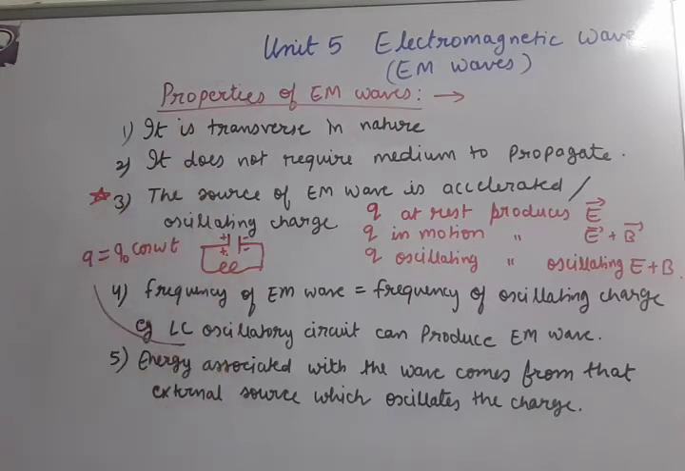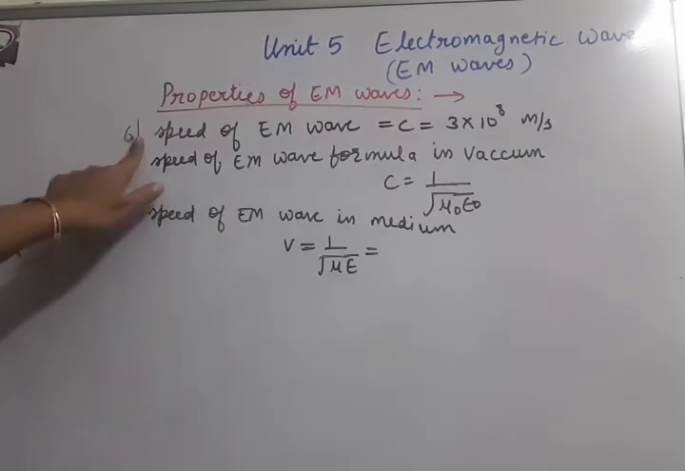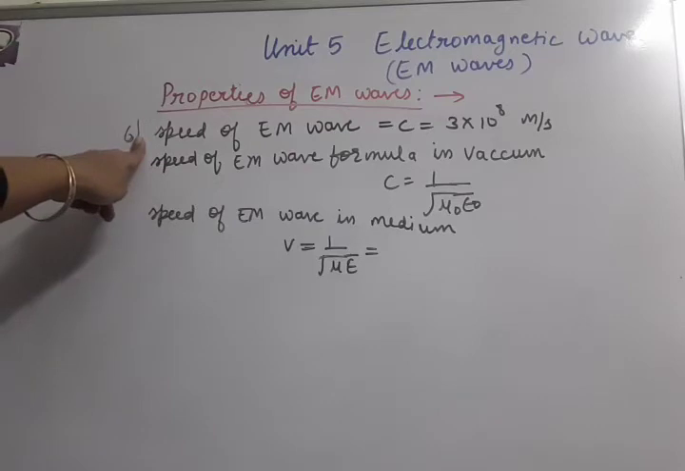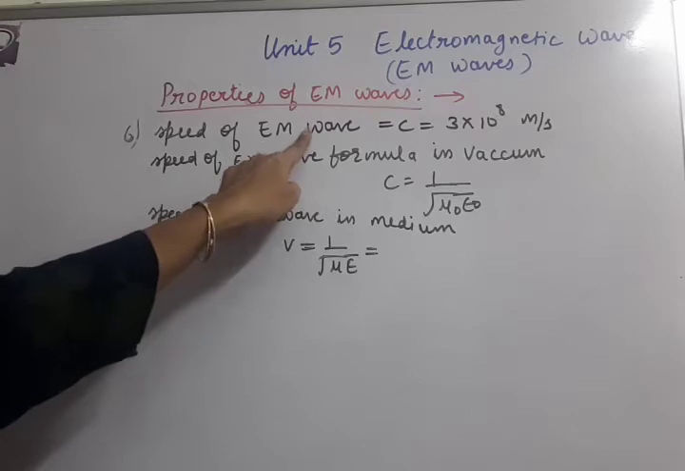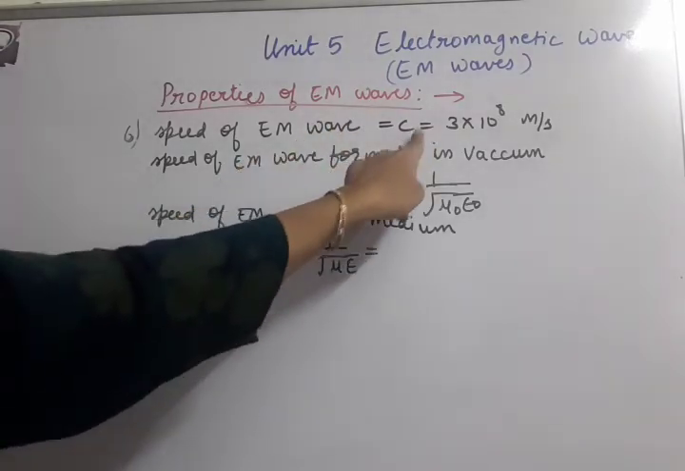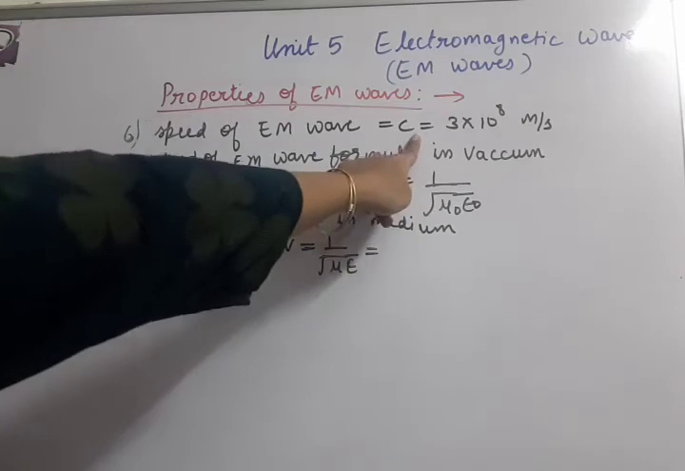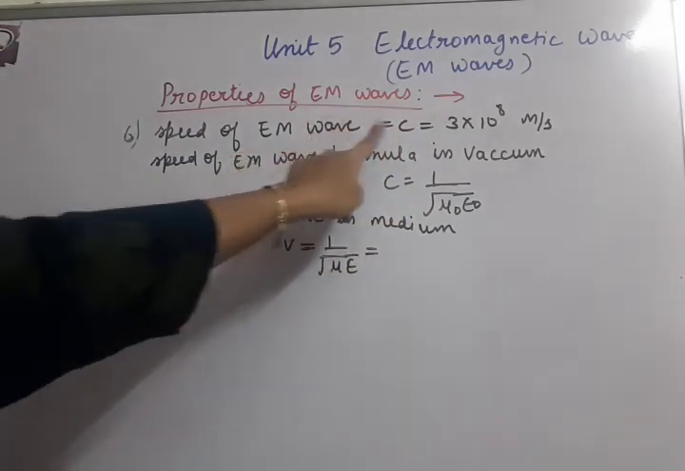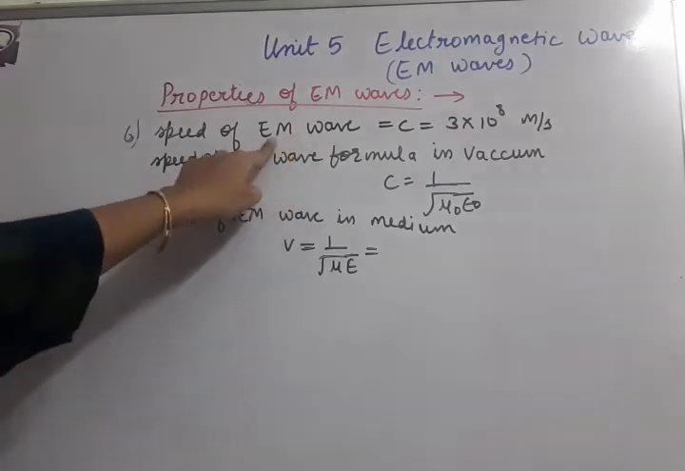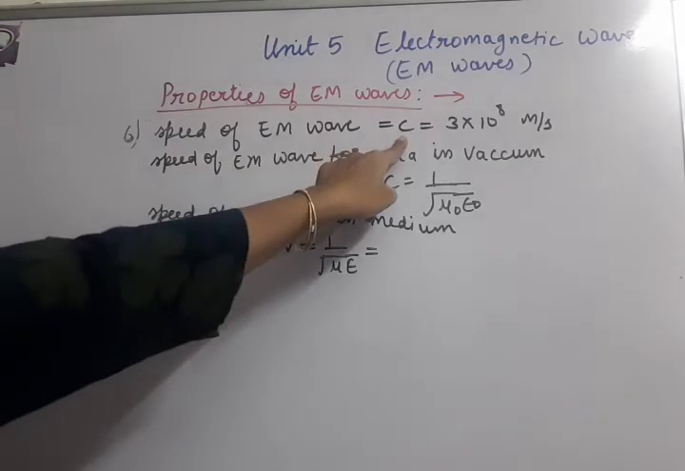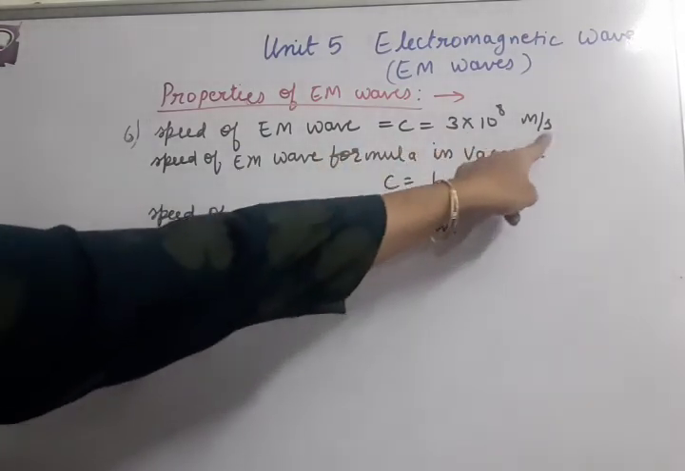Now after these properties we have some more properties. So note down these properties and let us move further. Property number 6 is very important. It is about the speed of all EM waves. The speed of EM wave is equal to C, and C means the speed of light also. Actually light is also an EM wave, only part of the EM wave spectrum, which we will study here. All the EM waves have the same speed, that is 3 into 10 raised to power 8 meter per second.